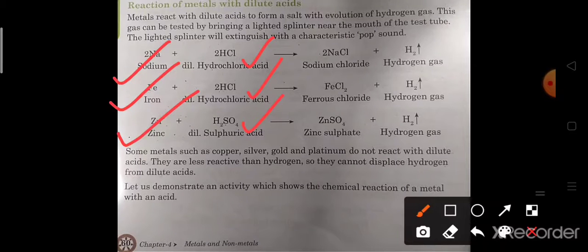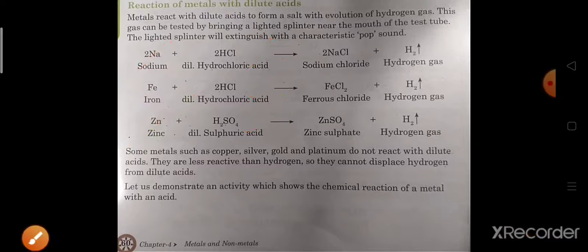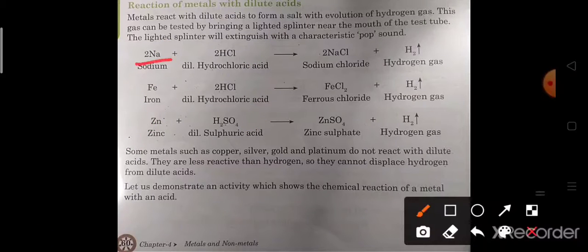Now, how do we have to judge the reaction? Now you have to take NaCl. NaCl means Na and Cl, where Cl is the part attached with the hydrogen in the acid. So Na from here and Cl from here, and this hydrogen is coming out as hydrogen gas.